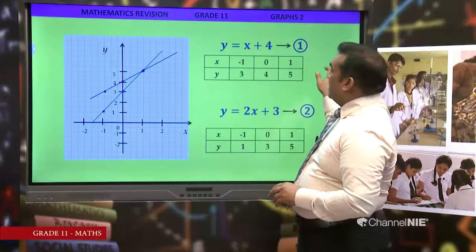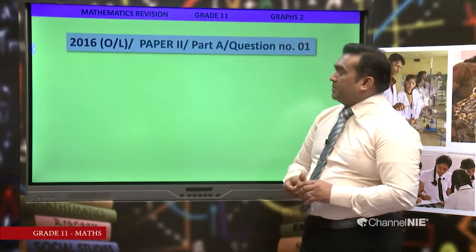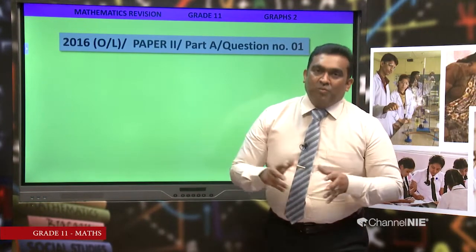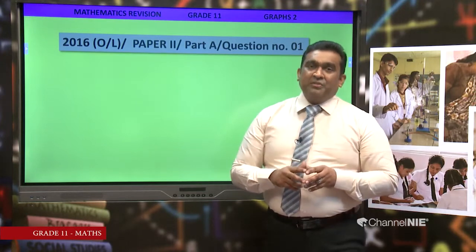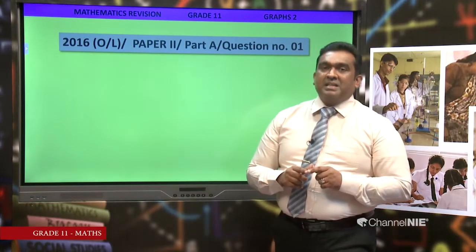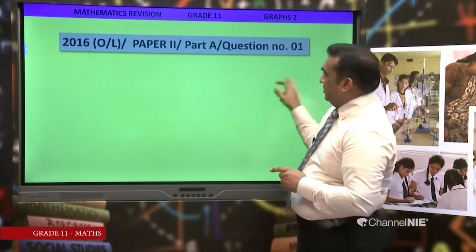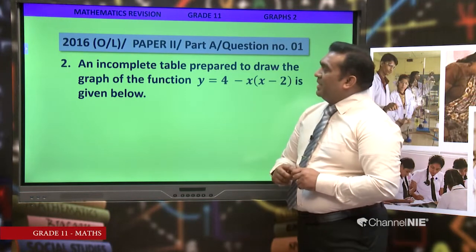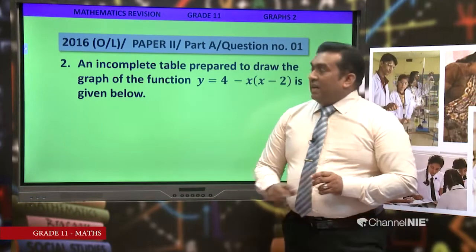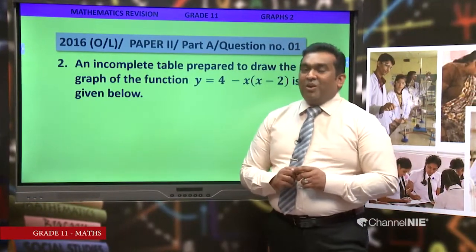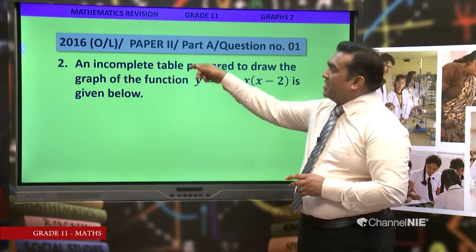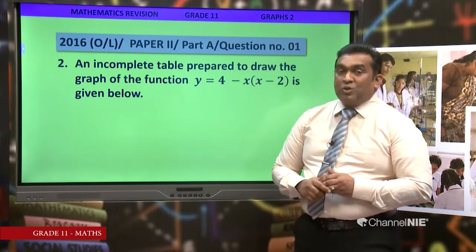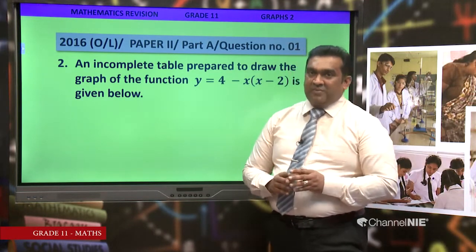Then we can consider our next part, curved line graphs. What is the general form of the curved line graph? Y equals ax squared plus bx plus c. Here I got the 2016 O-level question paper. This is an essay type question, paper 2, part A, question number 1 in 2016, new syllabus.